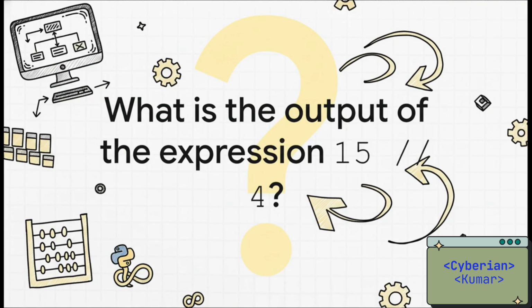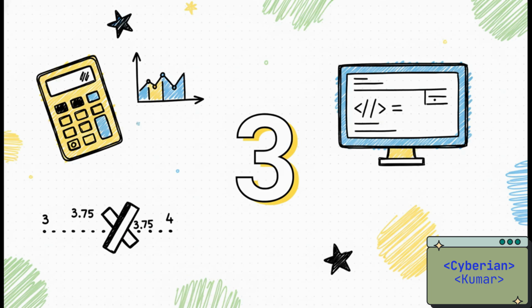Okay, so quick pop quiz. Based on what we just saw, what do you think is the output of 15 floor divided by 4? I'll give you a second to think. And the answer is 3. If you got that, you're on the right track. 15 divided by 4 is 3.75, but floor division just lops off that 0.75, leaving us with the integer 3.